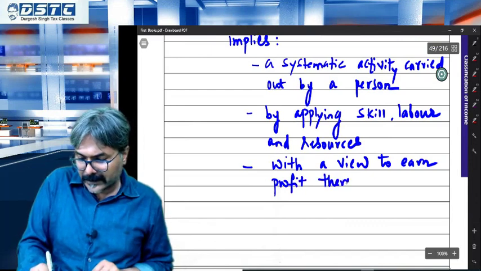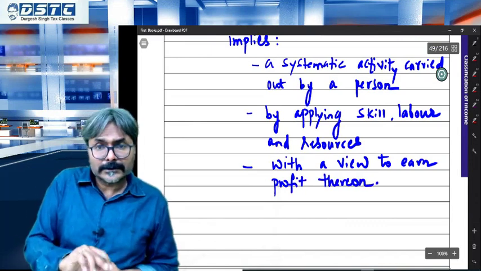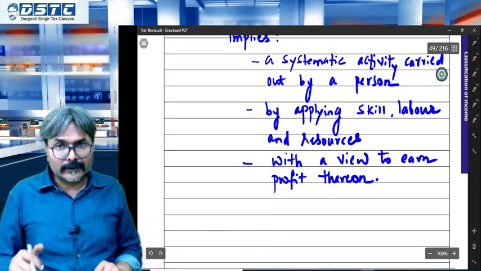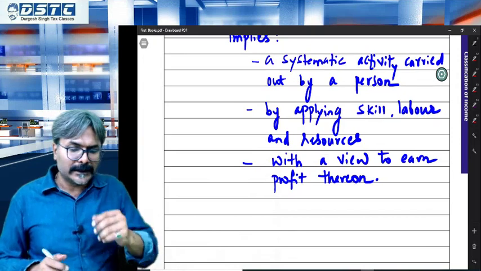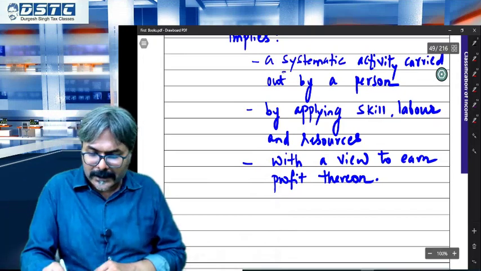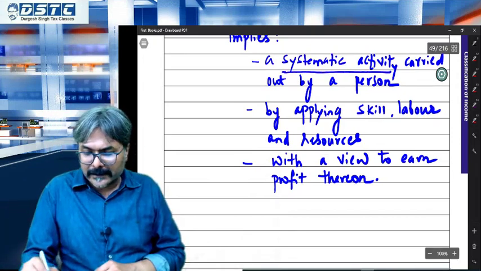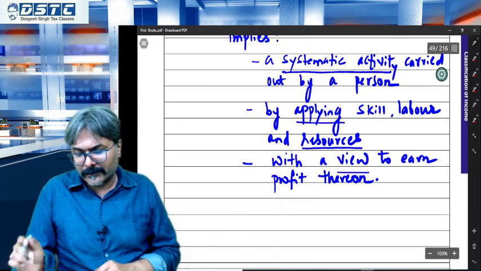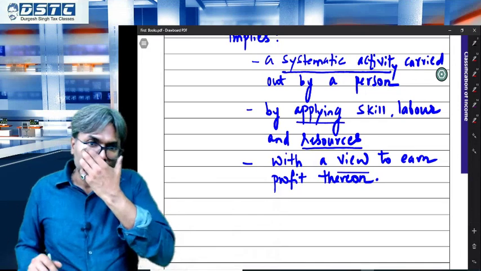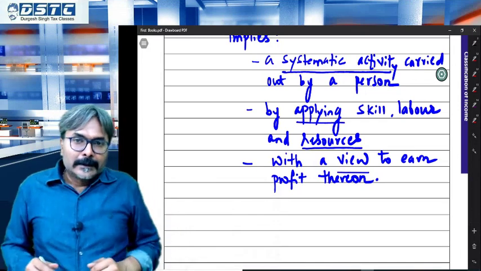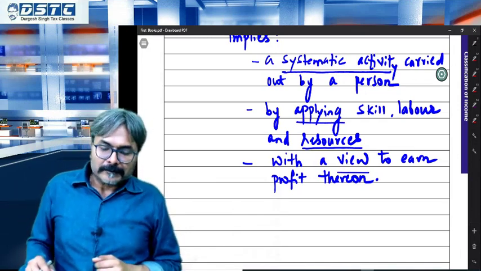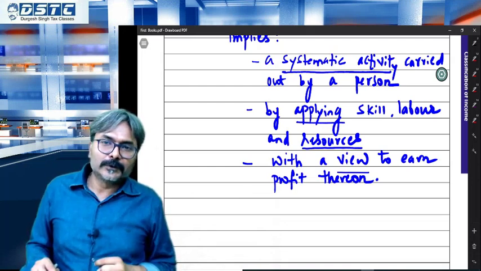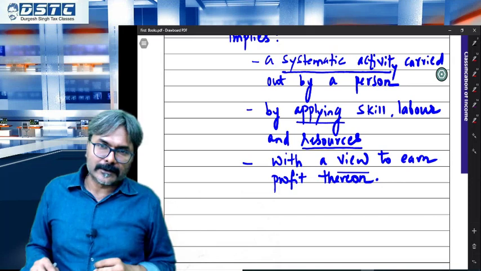Students, I am splitting one sentence. Why am I splitting one sentence? Because this will help you also develop your writing, because you have to write at the end of the day. How will you remember all that? So here it was about what? Systematic activity. Here it was all about applying the resources. And what is the view? With a view to earn the profit thereof.